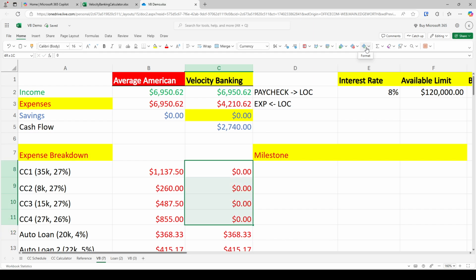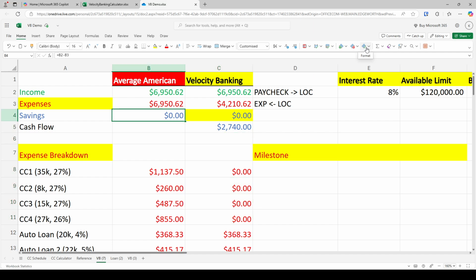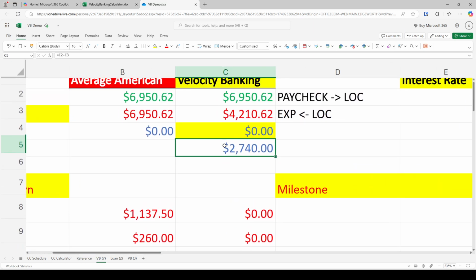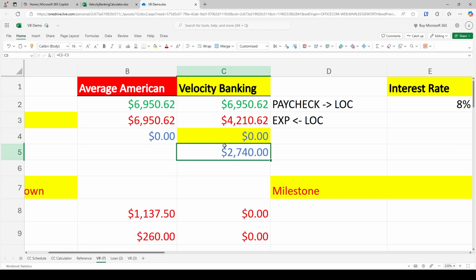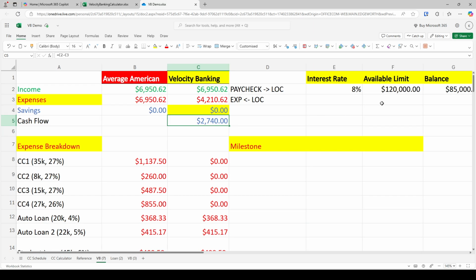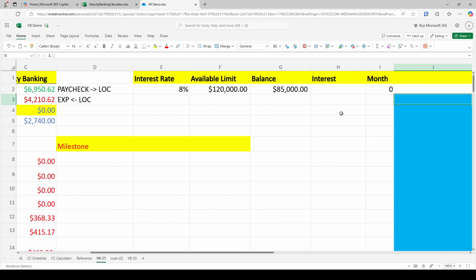This is the part that's really dramatic and scary. If I put in four zeros because all the payments have gone away, we literally have gone from 0 to $2,740 of cash flow. Whoa, how did I do that? Must be a scam. Anyways, the final step is now you get your entire paycheck, which is the $6,950, put it into the line of credit, and then you take your expenses out, and then you rinse and repeat over and over again. We're going to show how that works. Paycheck in, expenses out. That's the final step of velocity banking.